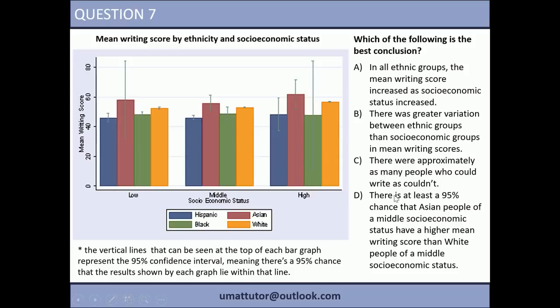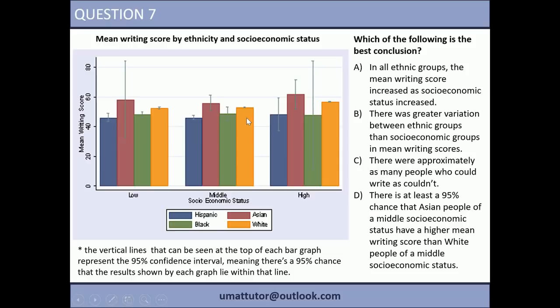And D, there's at least a 95% chance that Asian people of middle socioeconomic status have a higher mean writing score than white people of a middle socioeconomic status. So we're looking at the middle group here, and we're comparing the Asian group to the white group. So the maroon graph here to the orange-yellow one there.